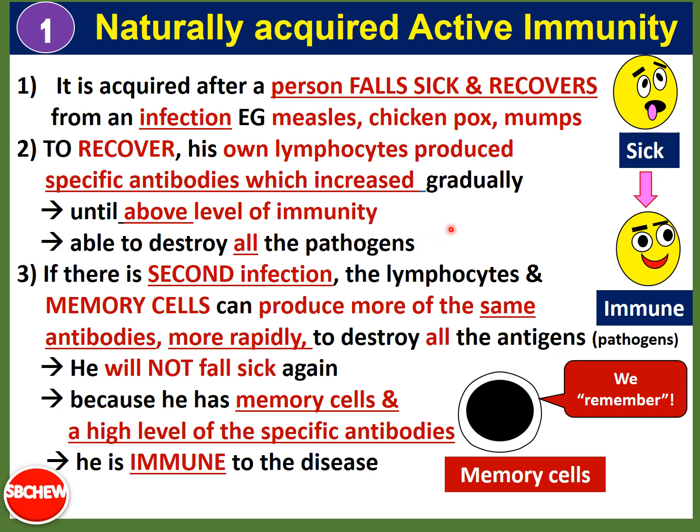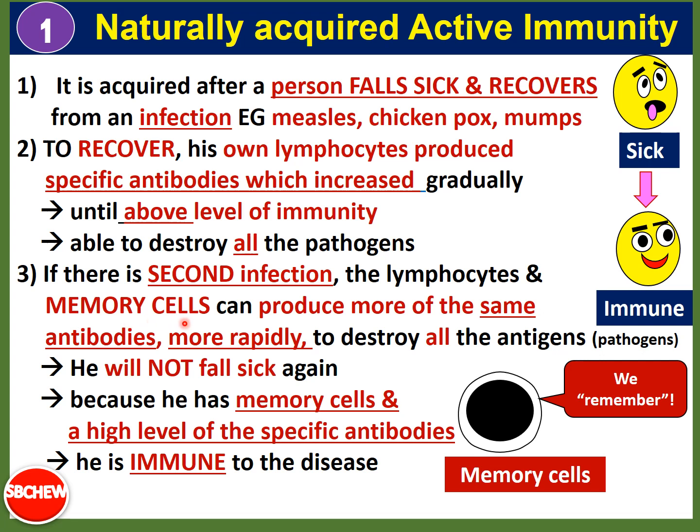But that level of antibody may decrease slowly. Anyhow, if there's a second infection in the future, there are memory cells already produced. Memory cells are long-living lymphocytes that can produce more of the same type of antibodies in the future. It's like they remember how to produce that type of specific antibody. Okay, but we don't say that they remember, we say that they can produce more of the same antibodies. So that's why they are called memory cells.